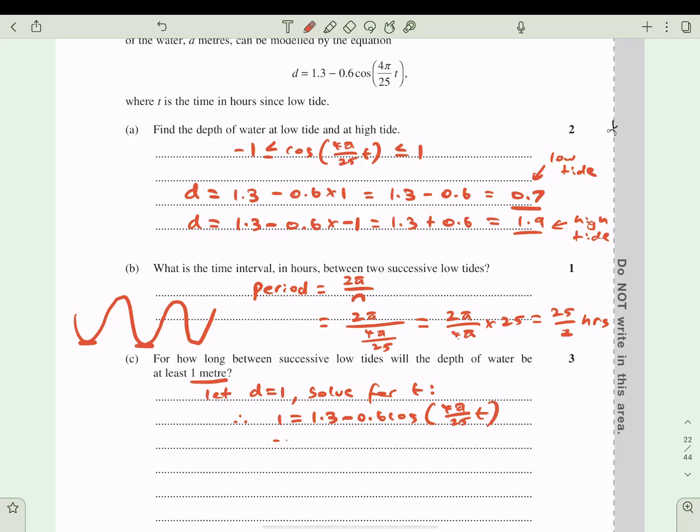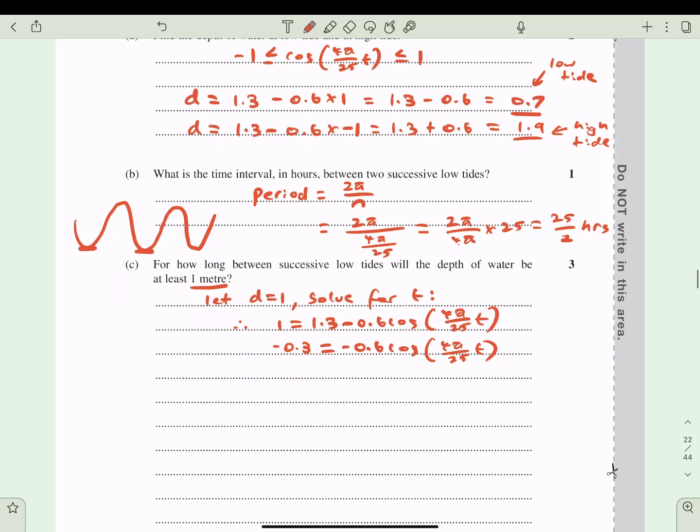We move 1.3 to the other side, so we have negative 0.3 equals negative 0.6 cosine 4 pi on 25t. Divide both sides by negative 0.6, so a half is equal to cosine 4 pi on 25t. And if we recall our exact values, whatever is inside my bracket, so this entire thing, must equal pi on 3.